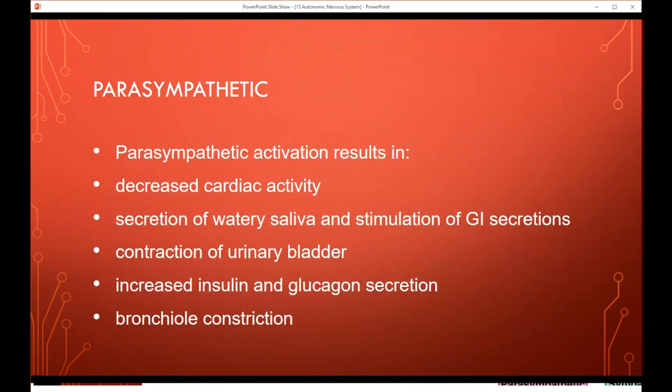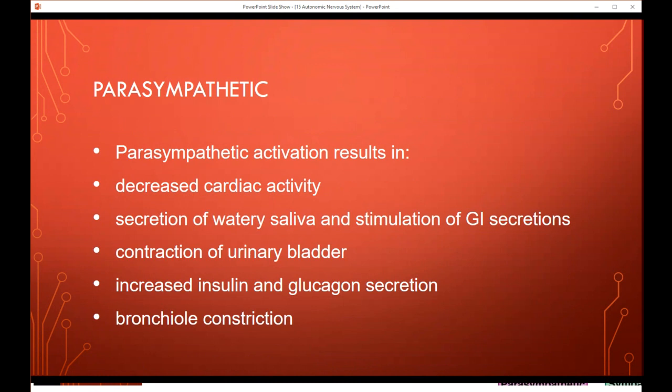Okay. So in the case of just that hanging out time, right, we're going to have a decrease of our cardiac activity. So we're going to lower or slow down our heart rate. This is like during yoga. Just close your eyes, take a deep breath.